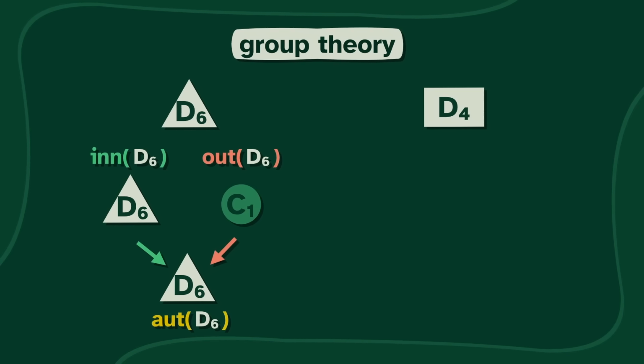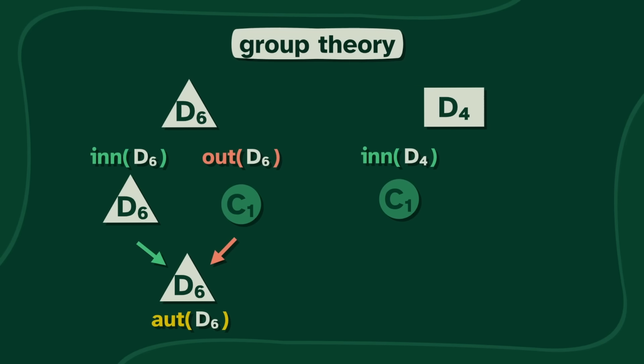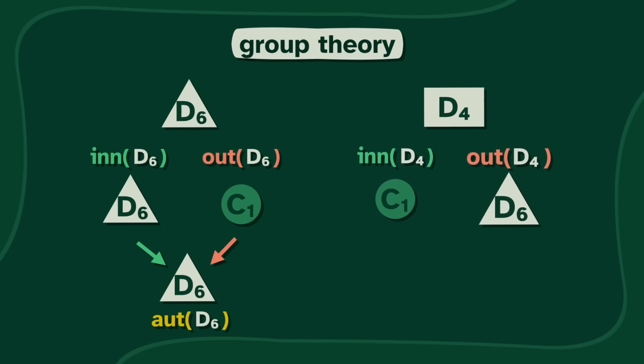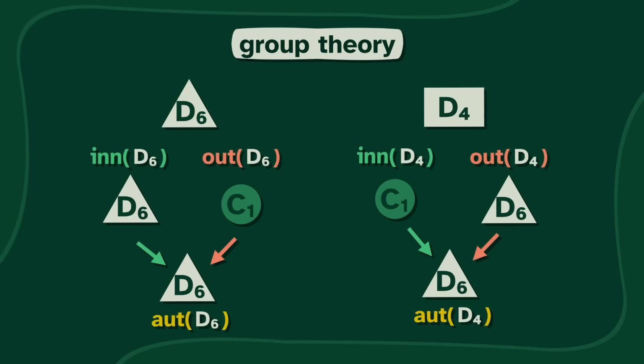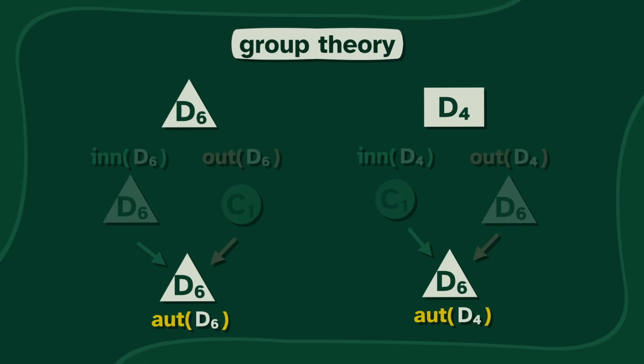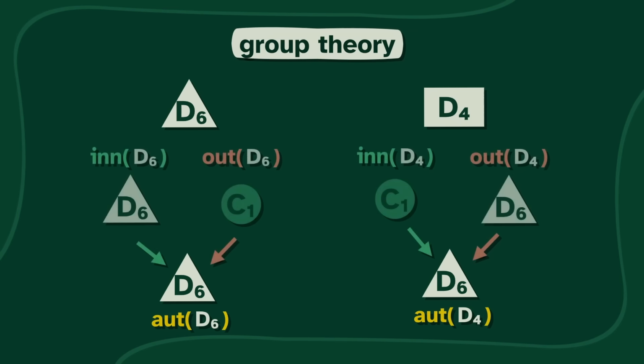The rectangle group is D4. The innies are all equal, so they're C1, the nothing group. It's the outies that form D6, and together they combine to make the full D6. So the triangle and rectangle have the same automorphism group, but in completely different ways.